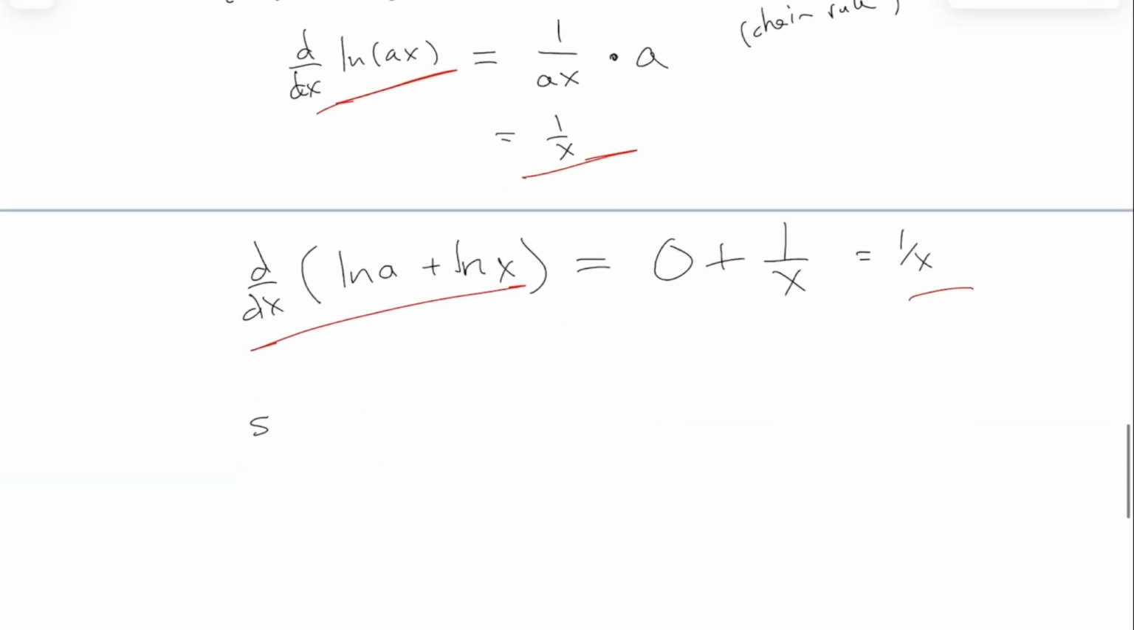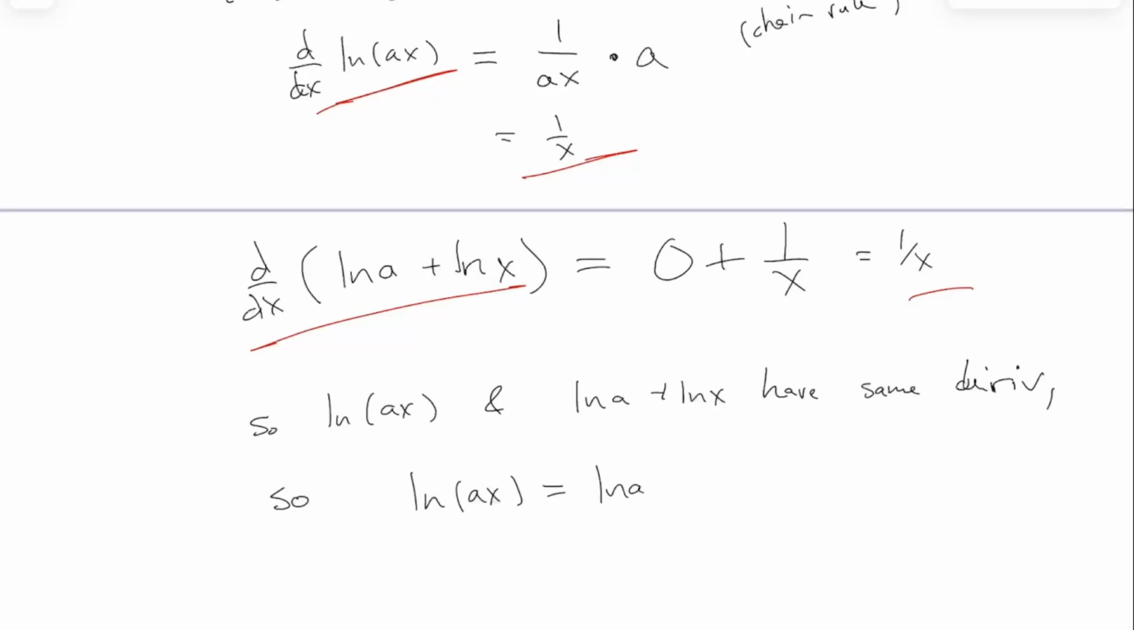Okay, so the natural log of ax and ln a plus ln x have the same derivative. And so this means that they differ by a constant. If two functions have the same derivative, then they differ by a constant. So I could say ln of ax is equal to the other one, ln a plus ln x, plus some constant, for some constant c, right? If two functions have the same derivative, then they are differing by a constant.